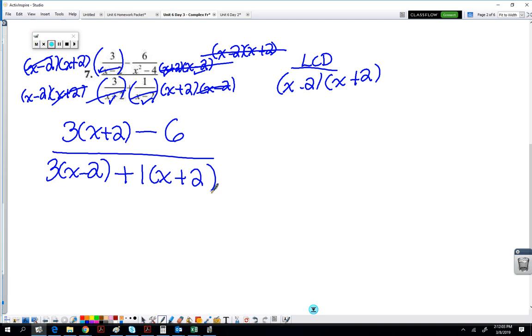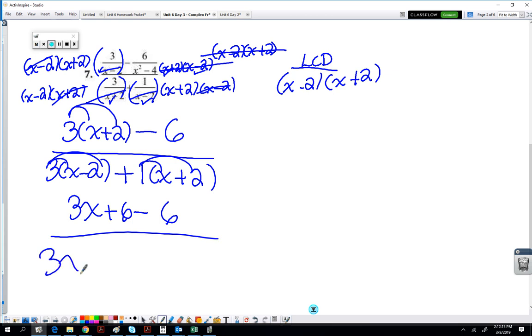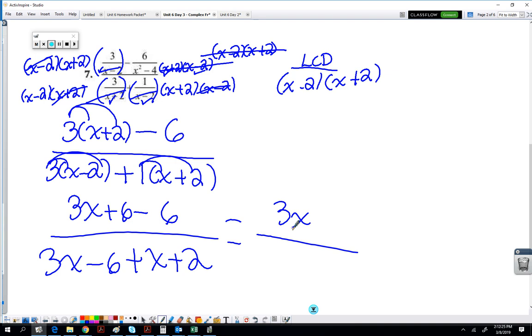So now what we have to do is we have to simplify by distributing. And then, of course, we know we're going to combine like terms. So I get 3x plus 6 minus 6 over 3x minus 6 plus x plus 2. And I combine like terms, so I just get 3x on top. And then I get 4x minus 2.